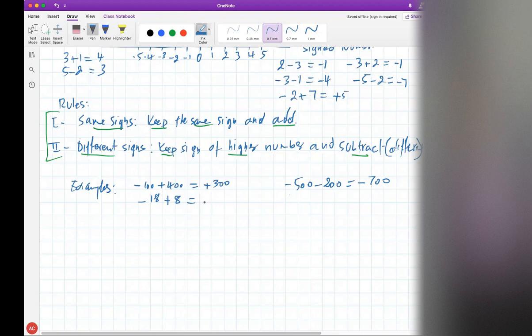Minus 10. Negative 10. Sign of the higher number, and the difference. The minus is the sign, and subtract. That's right, the sign of the higher number.